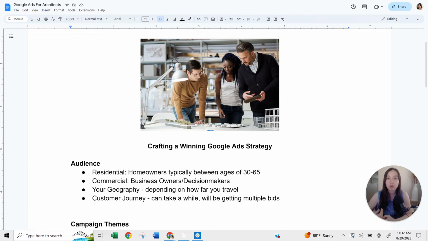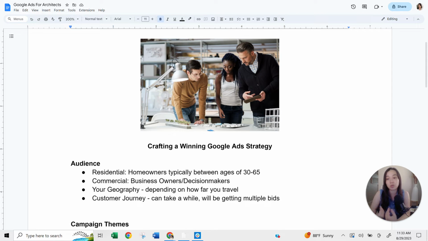And then the next thing that I want you to think about is your geography. Some architecture firms are only going to serve a local geography, but some might be open to traveling to other states depending on how big the projects are and how big the clients are. So you can have a more localized campaign, and then you can also have more DMA specific campaigns across different markets or states, depending on what type of jobs you're looking for.